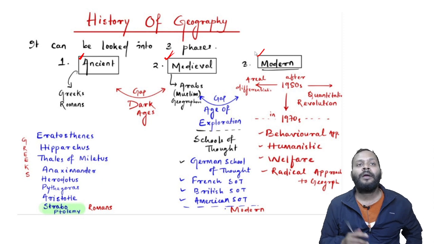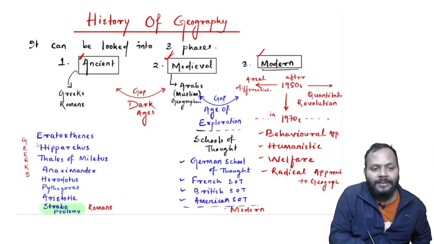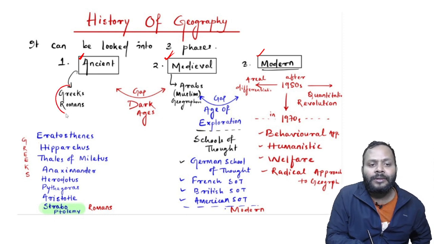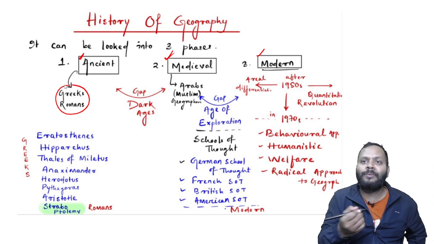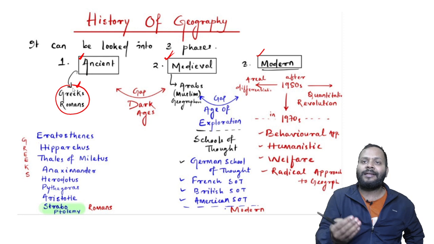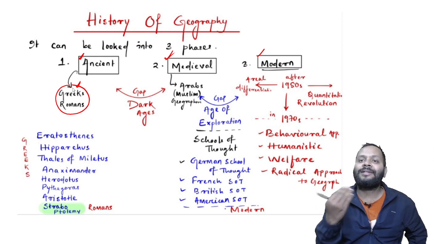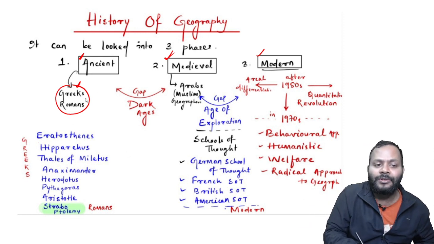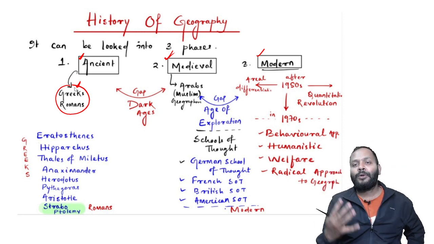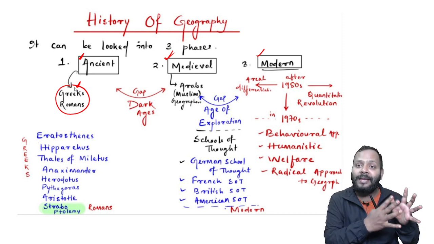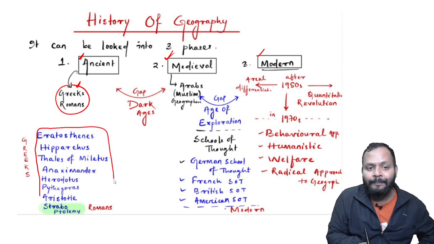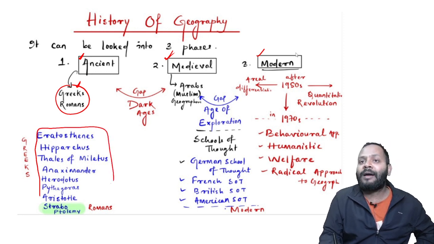When I say ancient, that means the Greeks and Romans were the major dominant players in the ancient time, right? If I ask who was the initiator of geography, the Greeks were the initiator of geography. Geographical understanding was very robust, and their understanding was very good. These are the Greek geographers. And then we have the medievals, then you have the modern.